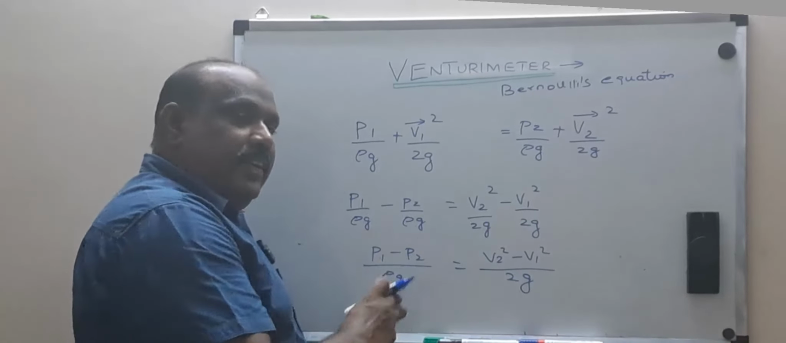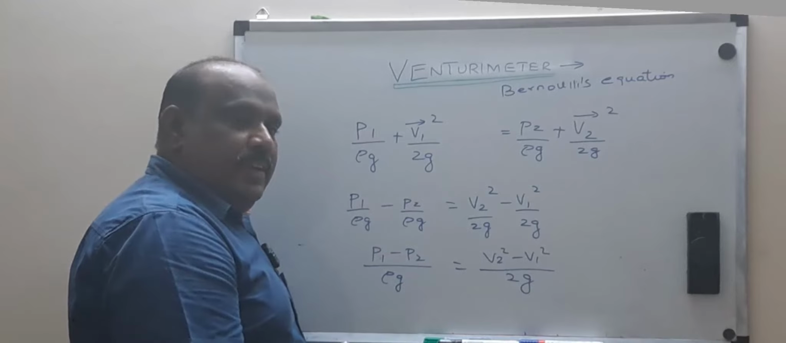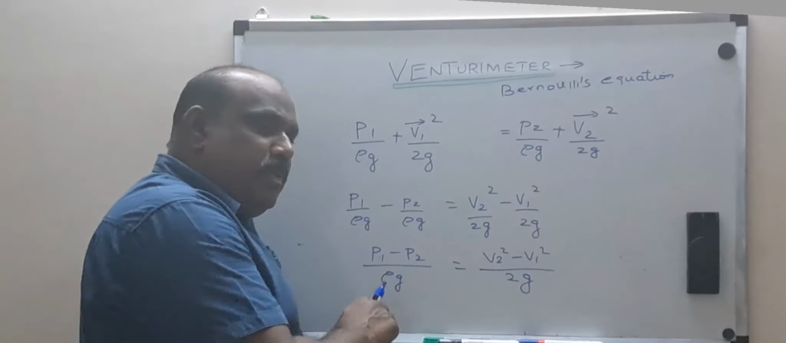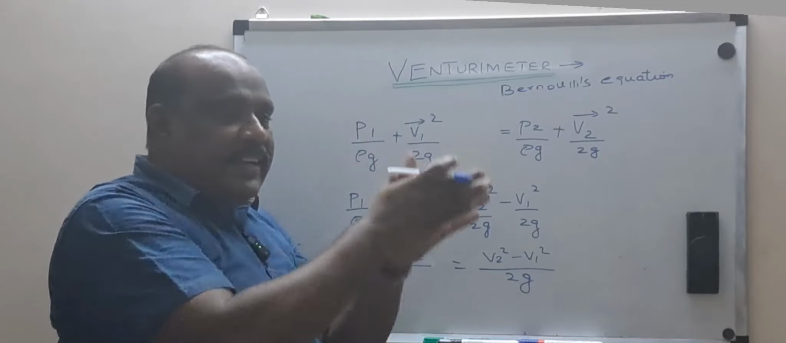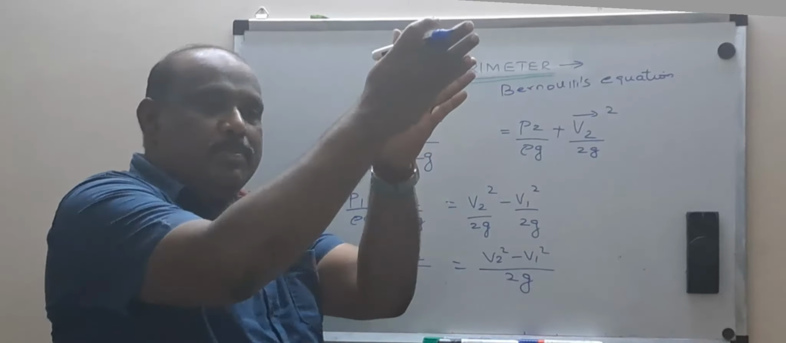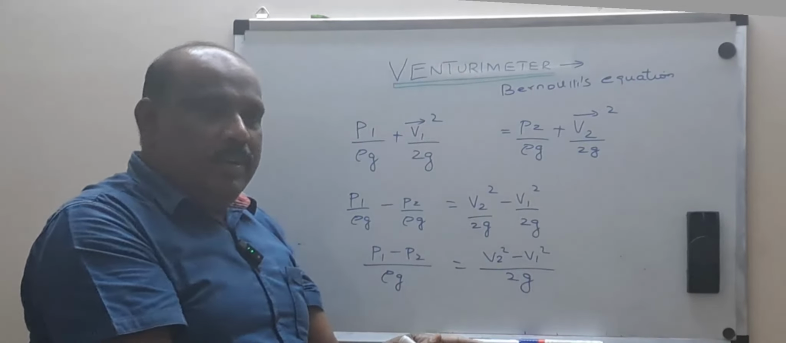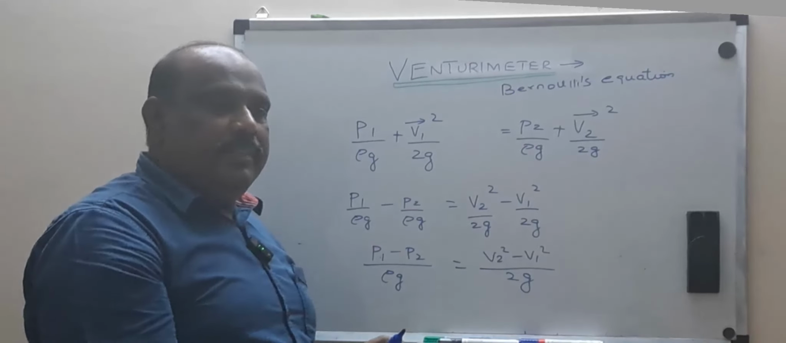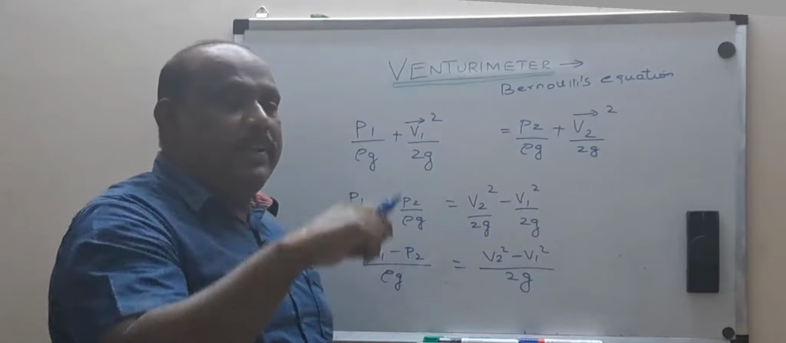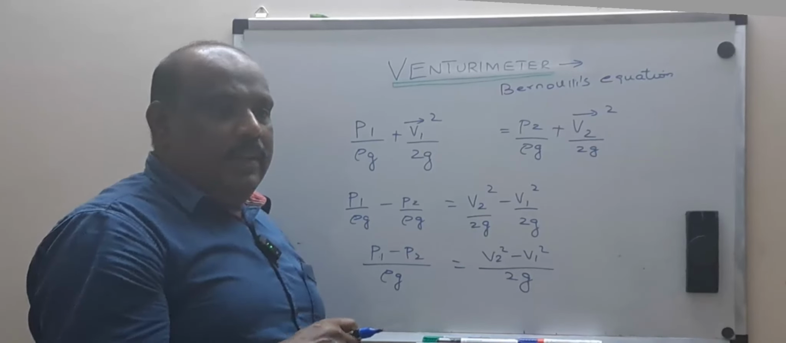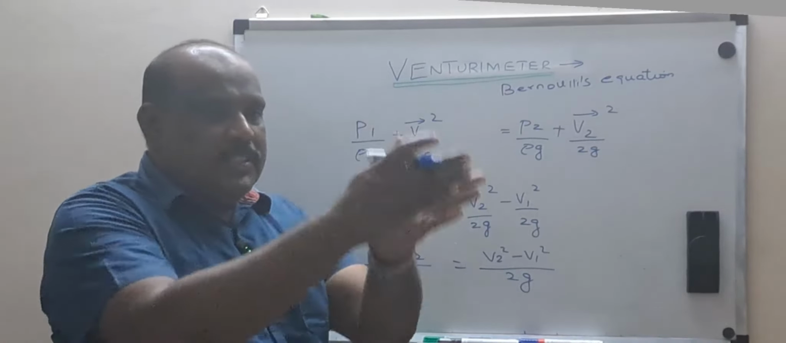This will create what in the Venturimeter? What does this P1 minus P2 by rho g physically mean in the Venturimeter? Imagine, what is 1? The pressure is acting at 1. P2 means the pressure acting at 2. Now this difference will create what? The difference will create a flow. But what will show in the Venturimeter, the U-tube manometer? The pressure is acting at 1, the pressure is acting at 2.